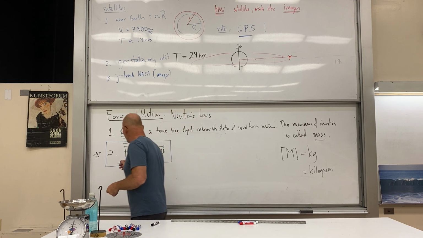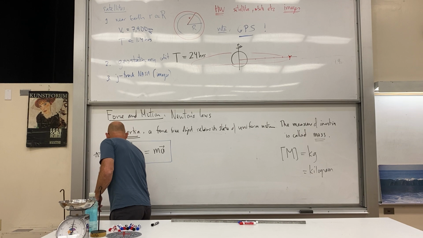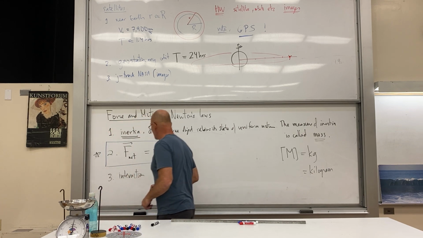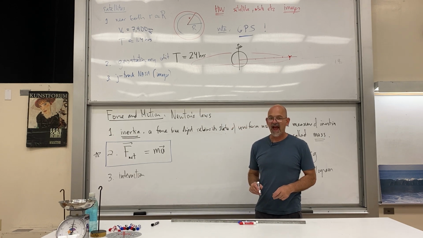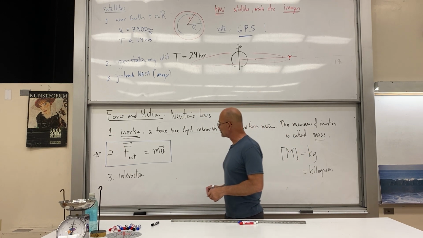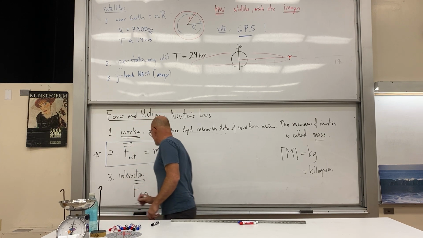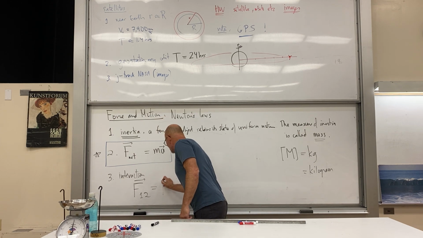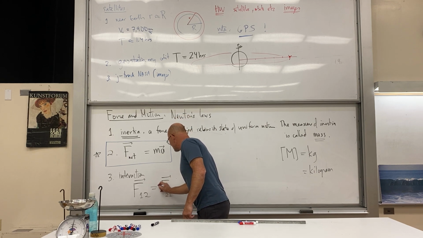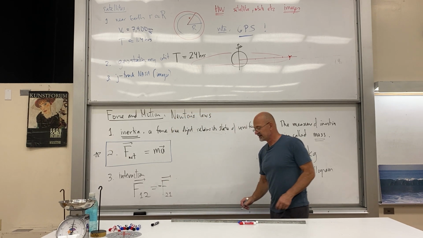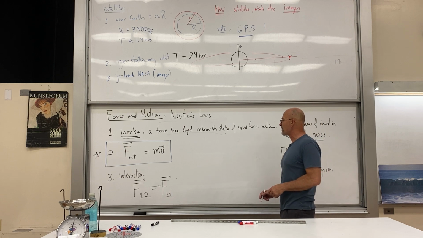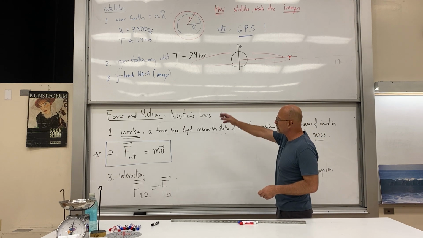Before I do that, I'll just put the third law down as well. It's called the law of interaction. You've also heard maybe action equals reaction. It means that if one object exerts a force on a second object, the second object exerts that same force back on the first object, minus sign in front, same magnitude, opposite direction. Okay, so those are Newton's three laws.